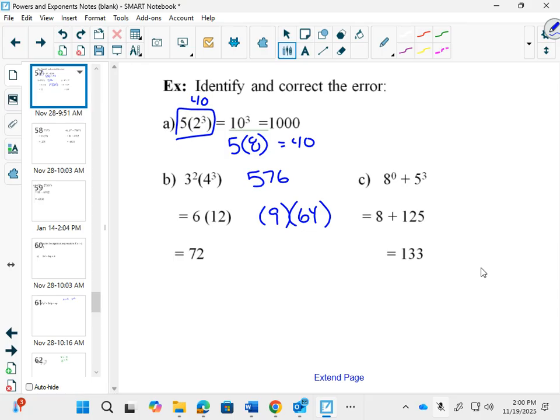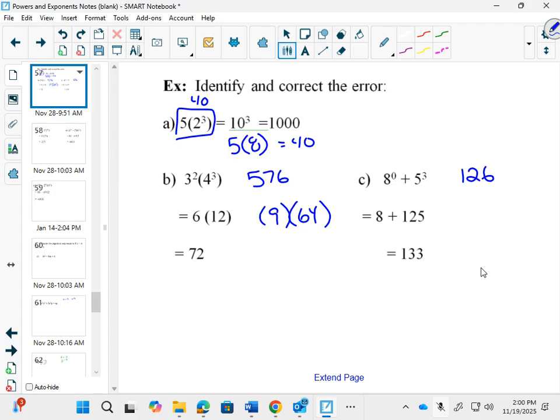What's the next one supposed to be? Type the next one into your calculator. 126. Do you see where they made their mistake? Is 5 cubed 125? No. What is it? Yeah, it is.